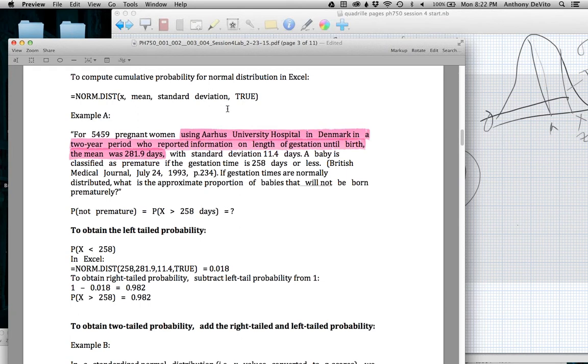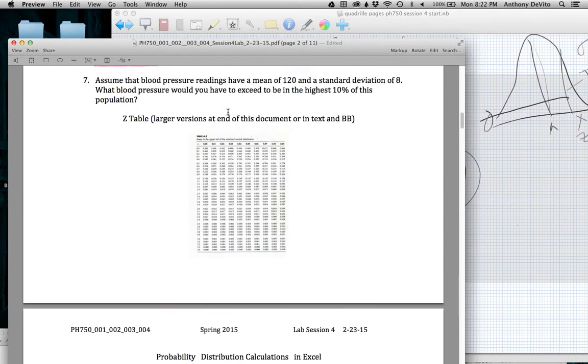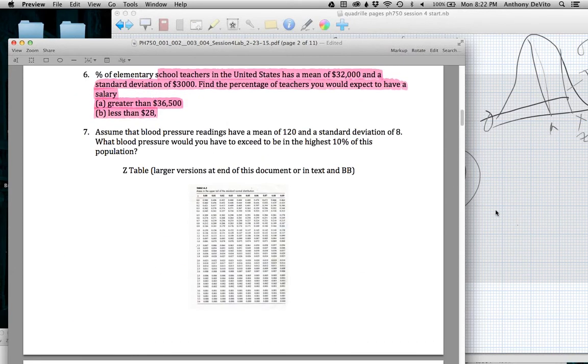Okay, so now we're going to take a look at another way that we're going to be able to do this. I might as well use this problem right here. Assume that blood pressure readings have a mean of 120, a standard deviation of 8. What blood pressure would you have to exceed to be in the highest 10% of this population?